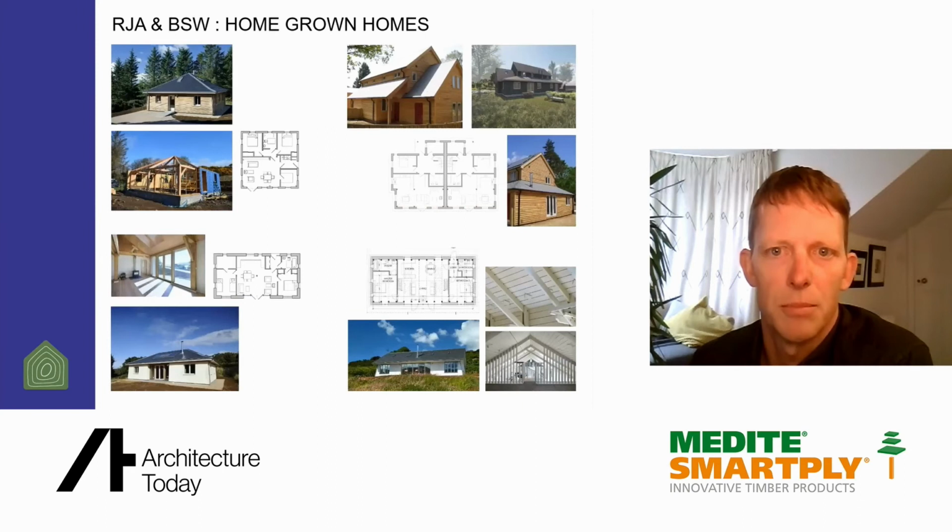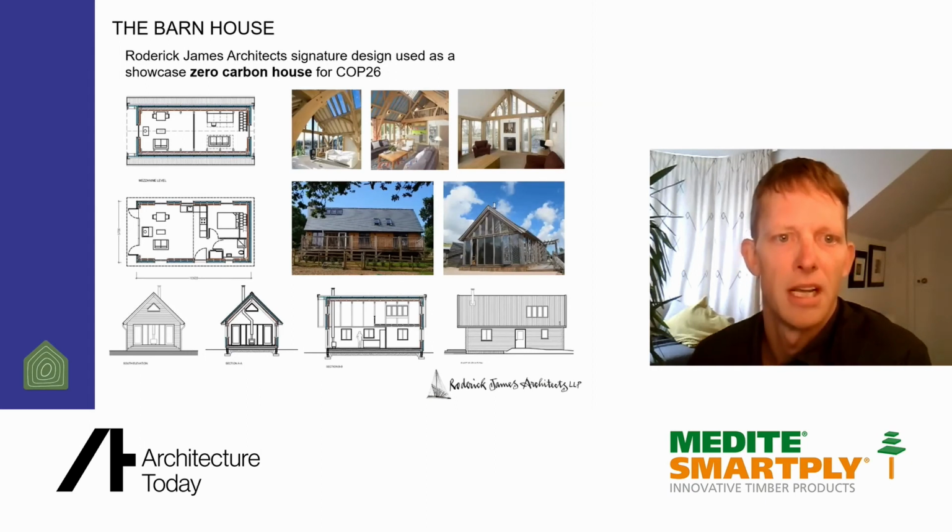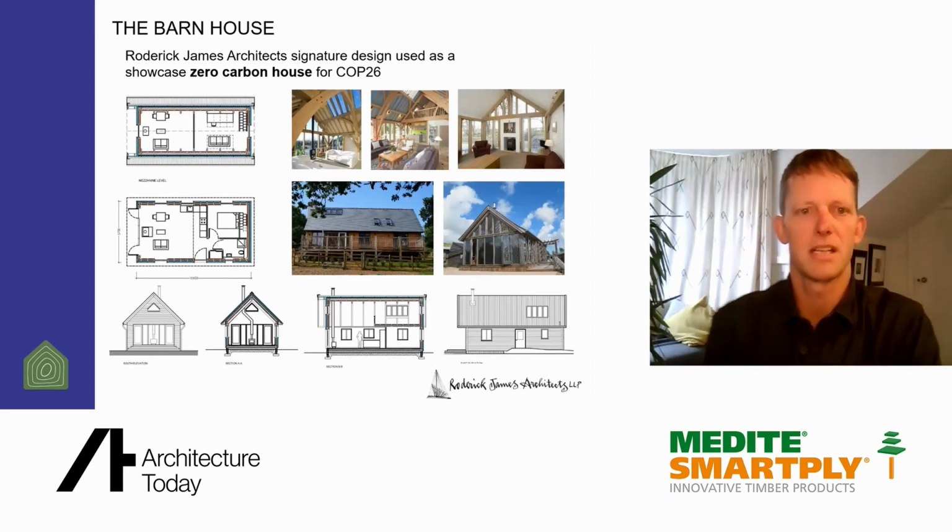So here are some examples of the houses that we've built, all using timber that is grown in this country that we can get off the shelf from local timber merchants, mostly C16 Sitka spruce, but also Douglas fir and larch cladding. We've chosen the smallest of our typical house types, called the barn house, to use as this showcase for COP26. The barn house is a signature barn designed by Roderick James Architects.